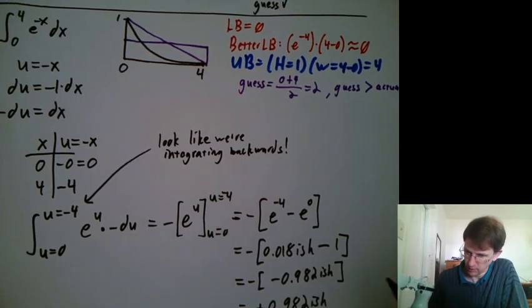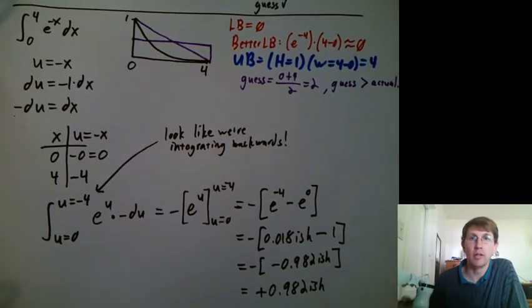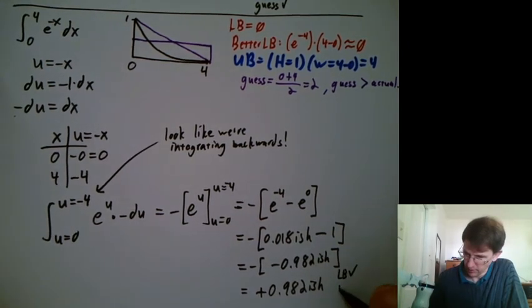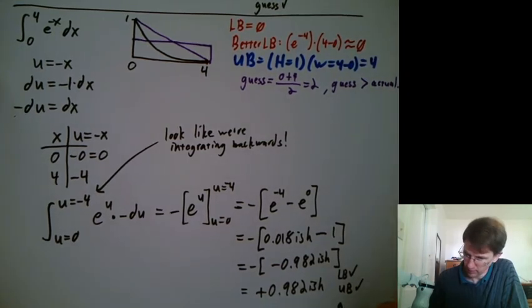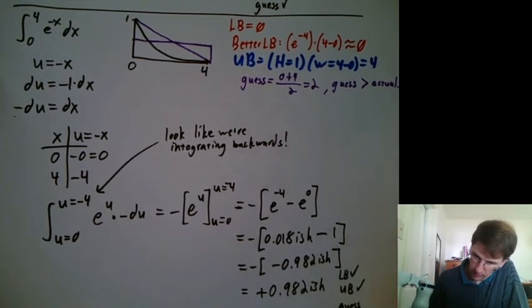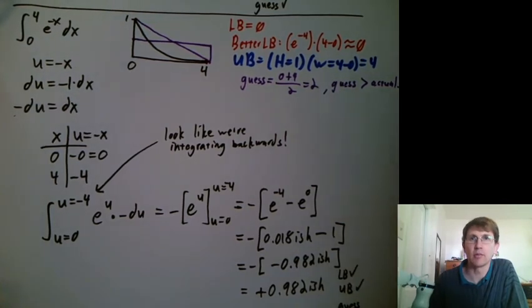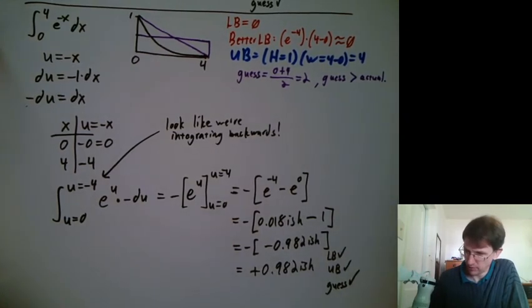And how does that work with my lower bound? My lower bound was 0, and this is above 0, so that's good. Is it below my upper bound of 4? Yes, it is. And how does it compare to my guess? Well, it's kind of in the same neighborhood as the guess, and we knew the guess was going to be bigger than the actual answer. So we'll say it's reasonably close to the guess.